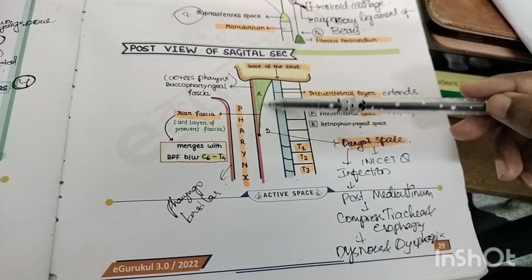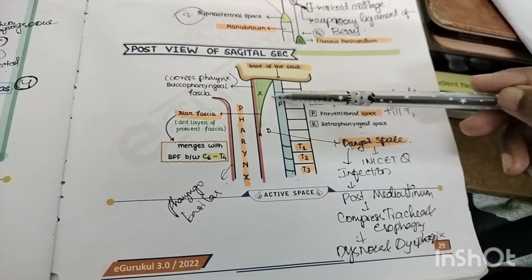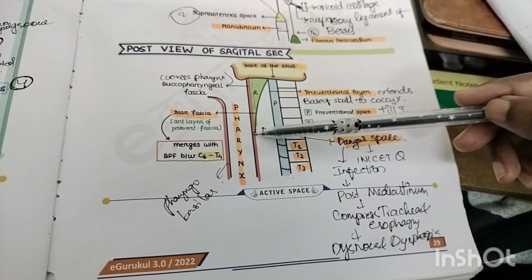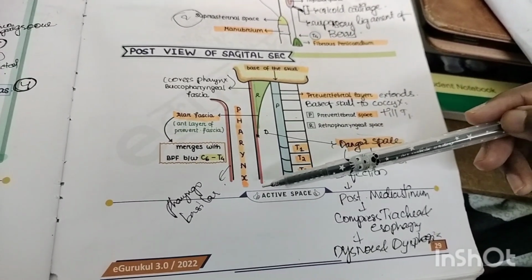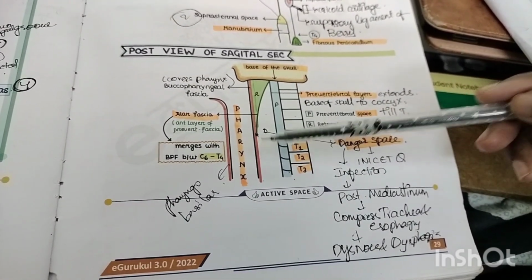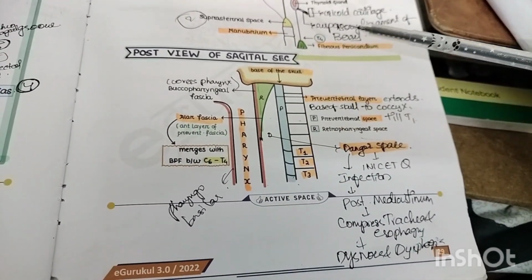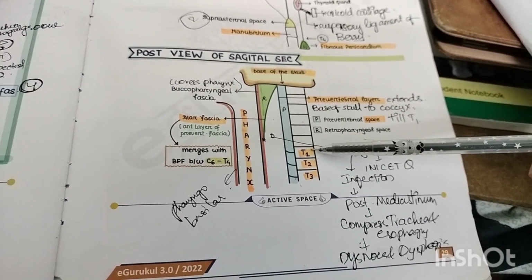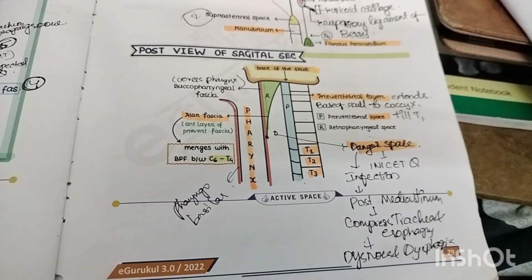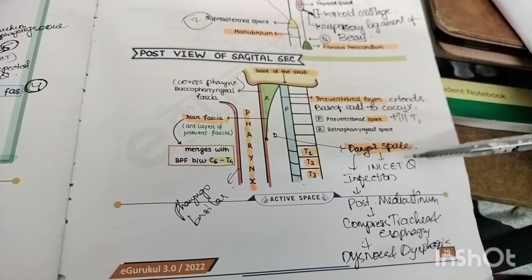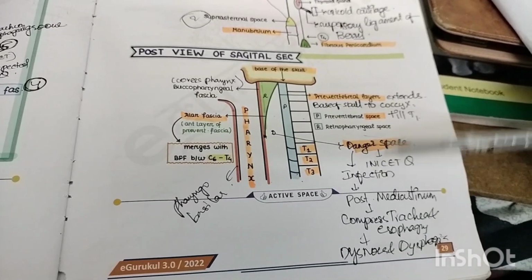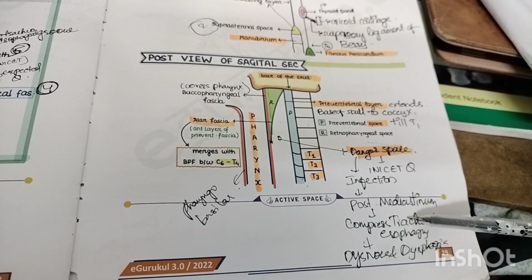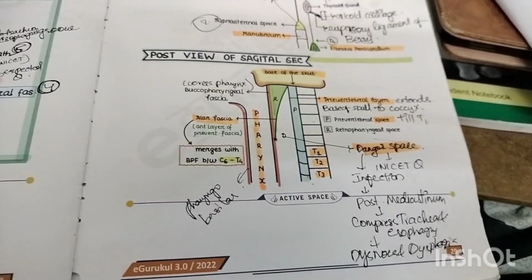And this is the alar fascia, which is the anterior layer of the prevertebral fascia. It merges with the buccopharyngeal fascia between C6 to T4, and the area between is the dead space. Next, the prevertebral space will extend till T1, and this is the vertebrae, and this is the danger space. If infection is present in this area, it will spread into the posterior mediastinum, compress the trachea and esophagus, leading to dyspnea and dysphagia.